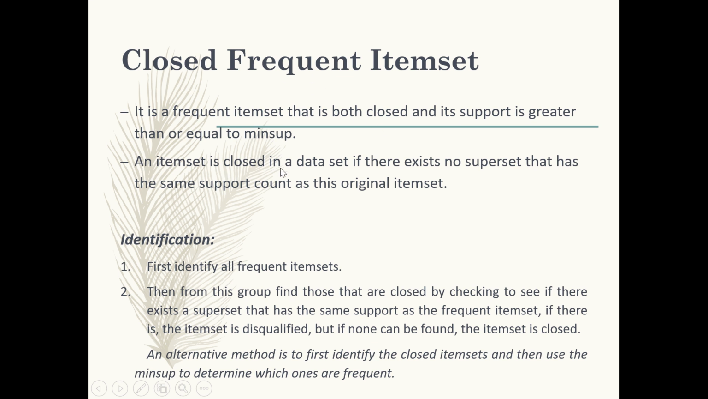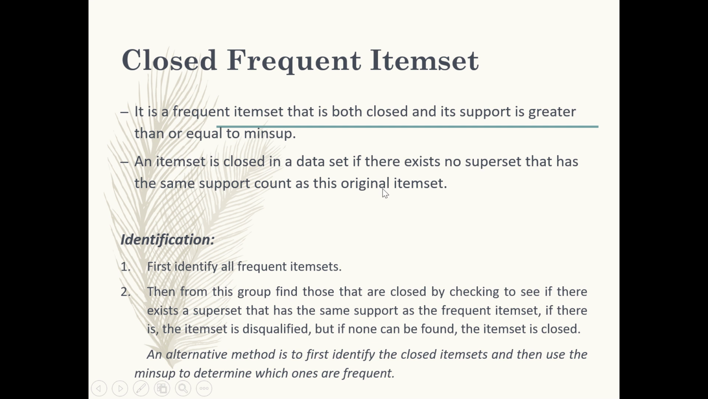An item set is closed in a data set if there exists, now listen to this very carefully, no superset of it that has the same support count as the original item set. A frequent set is called a closed item set if, after adding more items to it, you will not get any higher item set that has the same support count. That means the one that you have is the highest.